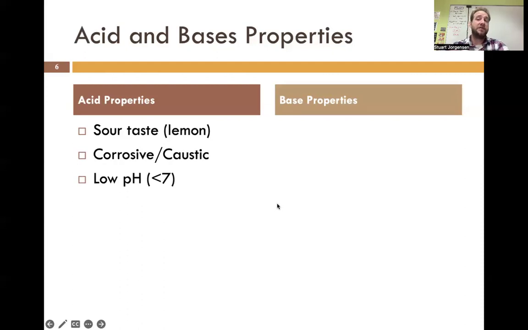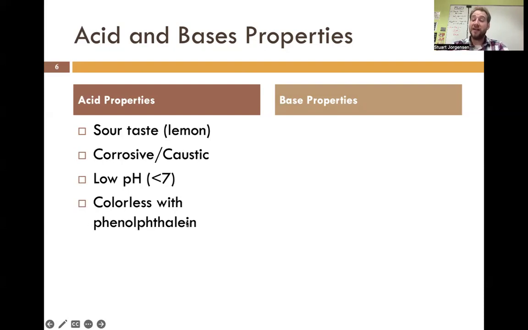They have a low pH, and we'll talk more about where pH comes from and how we get that value. But for our acidic substances, anything with a pH less than 7 is considered to be an acidic substance or an acidic solution. We're going to talk more here in just a second about indicators and how we can use them to determine whether something's an acid or base.